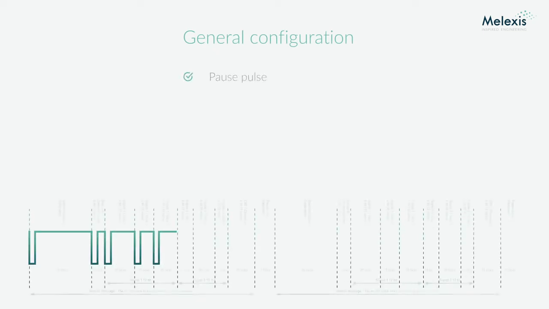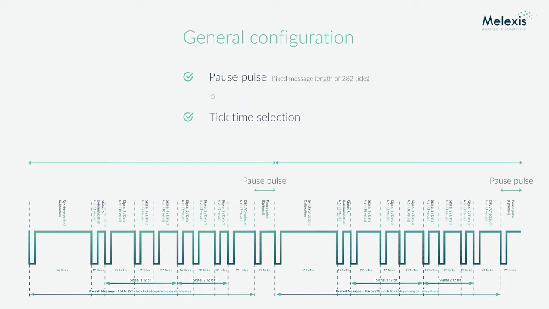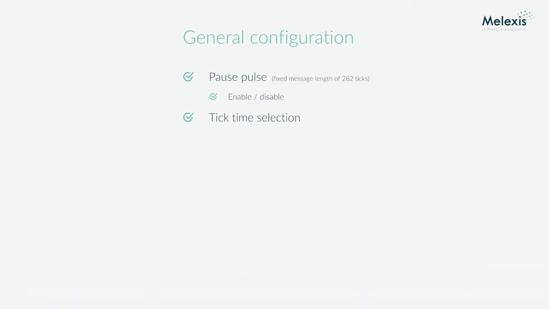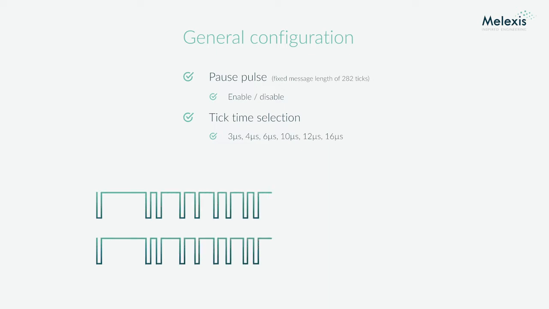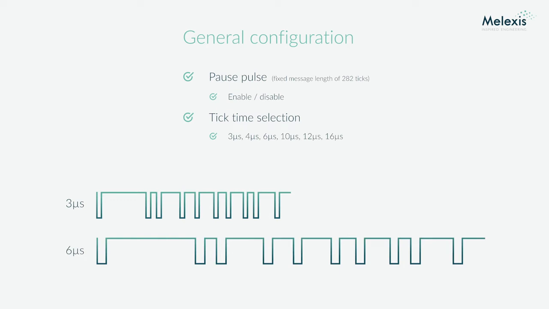In the general configuration options, the main settings are pause pulse and tick time. The pause pulse allows your SENT frame to always have the same frame length. Enabling the pause pulse results in a frame length of 282 ticks. Disabling it results in a variable frame length depending on the data content of the frame. The SENT tick time selection allows 6 different settings. The most common setting for current applications is 3 microseconds. Other options are however also possible.